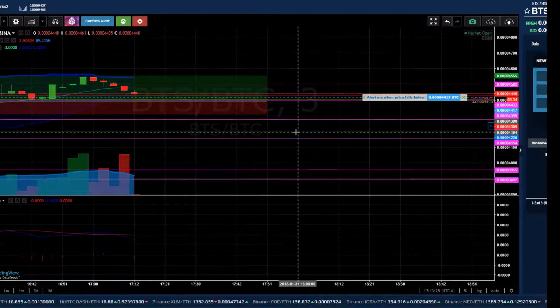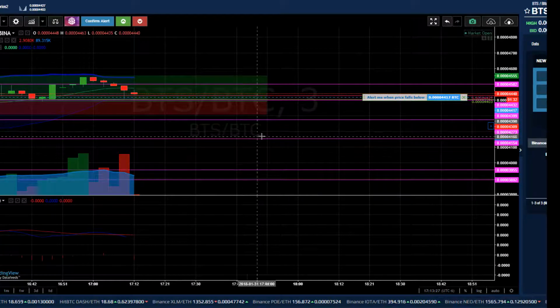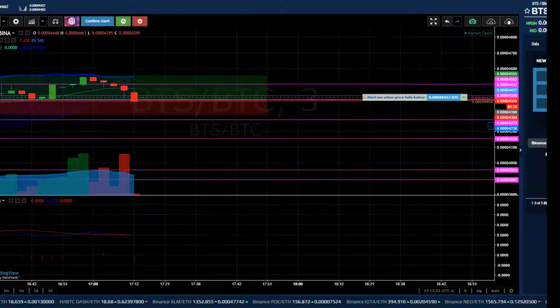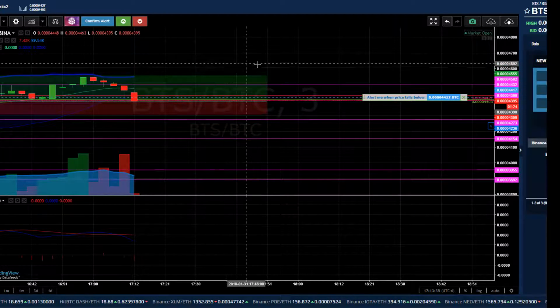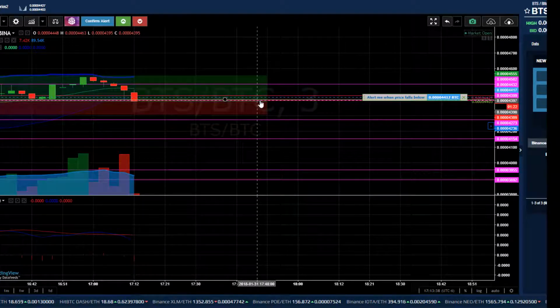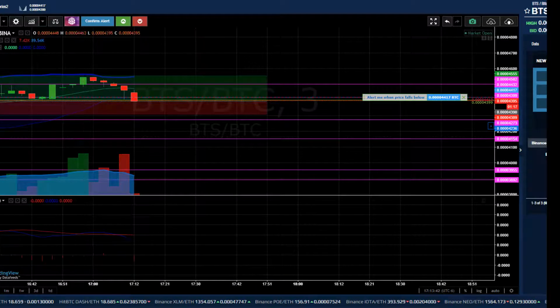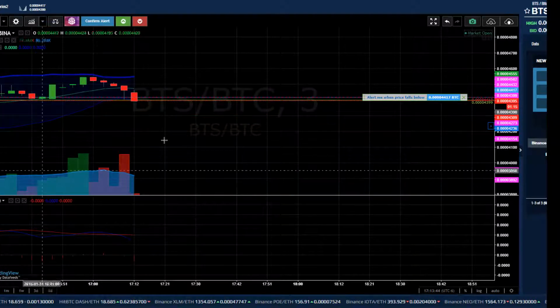Remember where we were talking about that support level? It's hard to see with all the things all over the chart, so let's just remove these. So where was that support level? It's right here, isn't it? It's literally right here. So if you would have bought in at that support level that we were talking about, right? See how fast it moved?